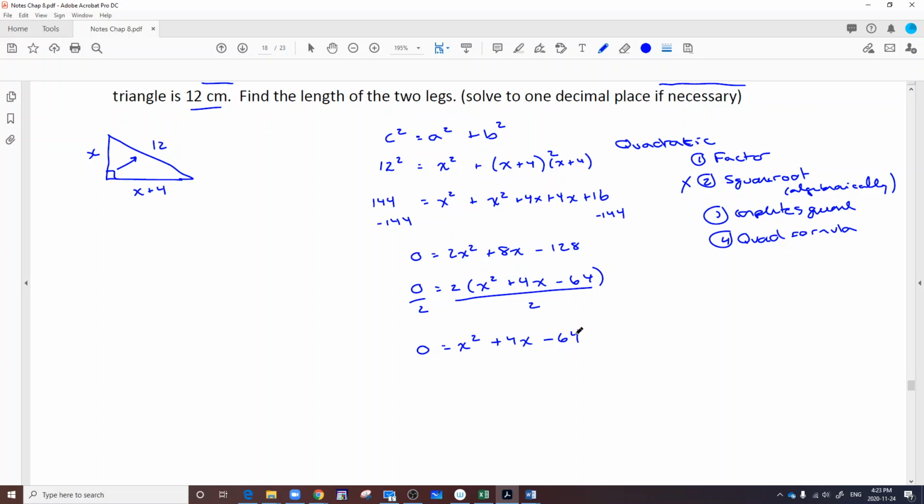We could look for 2 numbers that multiply to give me 64 and add to give me 4. But maybe I'm getting lazy. Maybe I'm going, oh, you know what, that just sounds like too much work. So I need something else. So I don't want to try factoring just because I'm being lazy. So I'm going to complete the square of the quadratic formula.